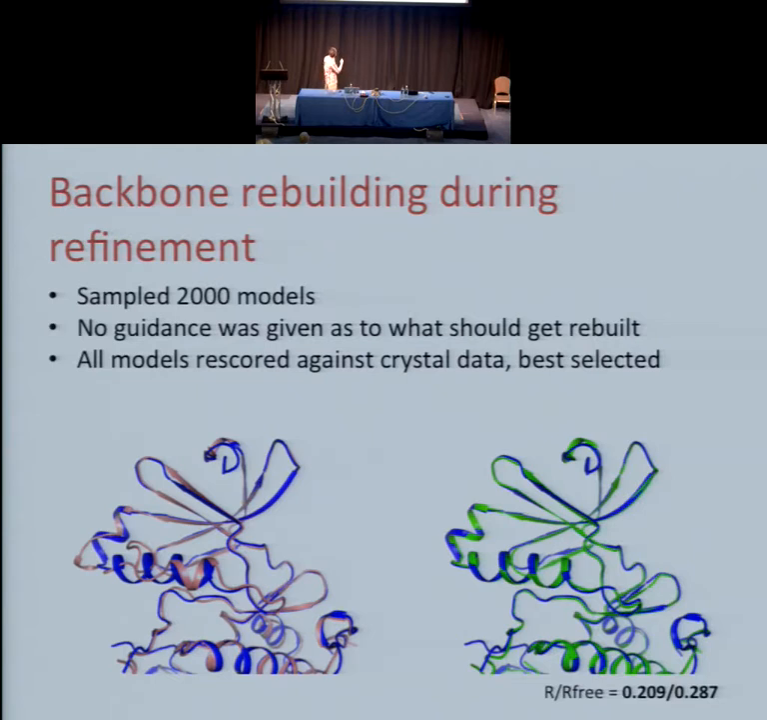However, I should mention, this took a fairly significant amount of sampling, about 2,000 models, which was, I think, several CPU days.